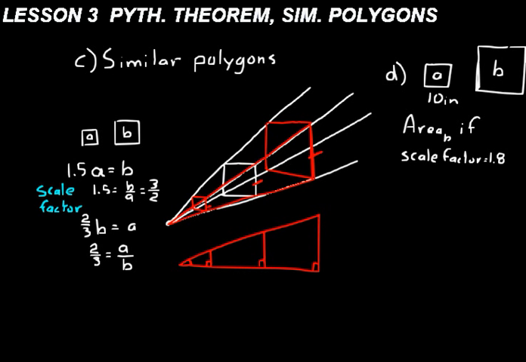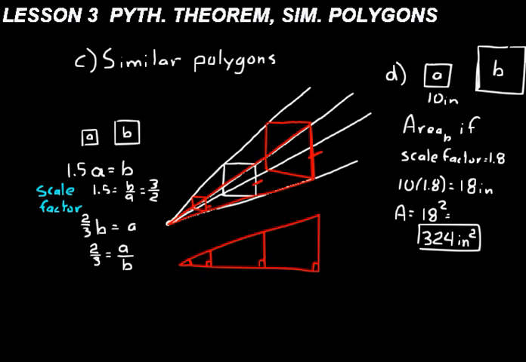So let's do one more problem. Look at practice problem D over on the right. I have two squares there. I want you to tell me what the area of square B is if the scale factor is 1.8. Well, obviously square B is bigger than square A, so what we would have to do is multiply that given side of 10 inches by 1.8, and we get 18 inches. And then for the area, it's a square, so it would just be 18 squared, and that would equal 324 inches squared.